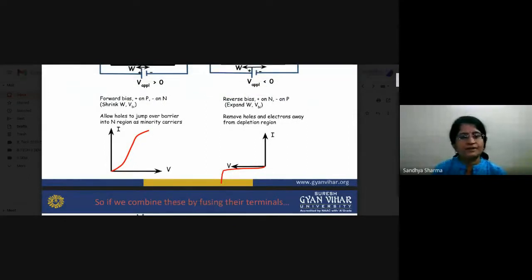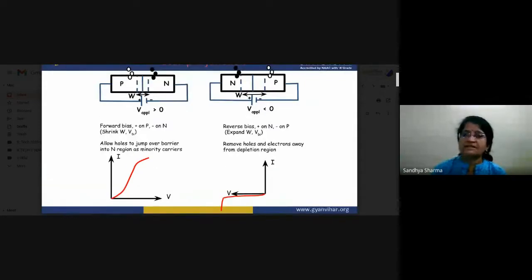So now what will happen here? A very small current. Why is it flowing? Because these currents are due to the minority carriers. It means when we apply the reverse voltage across a diode, what will happen at that particular place?